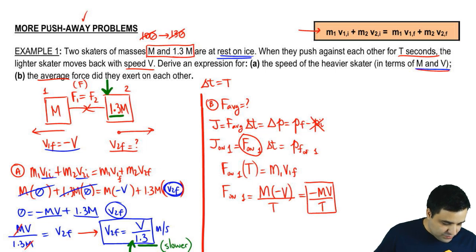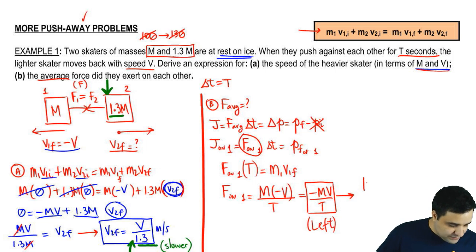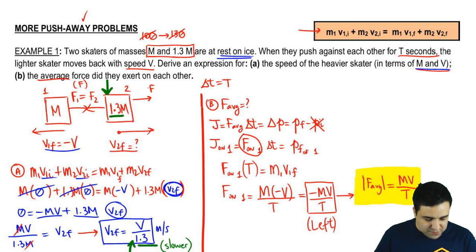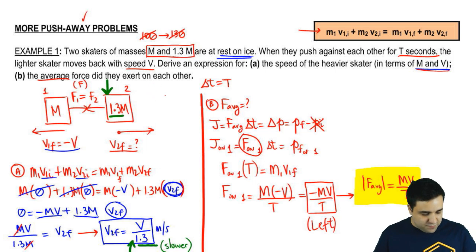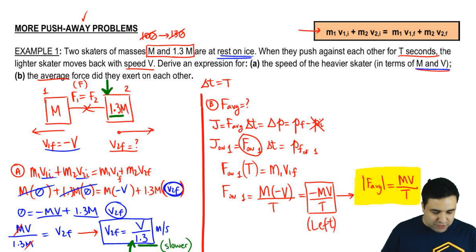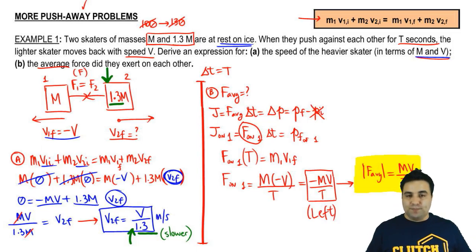Now, that's the final answer. Negative is because it is to the left. We probably just want the magnitude. So let's just say the magnitude of the average force of them on each other is mv over t. Okay? Either one is fine. This guy here gets pushed this way with a positive force, right? So it'd be positive mv over t. That's it. Cool. So it's a little bit tricky, a little bit unusual, but I wanted to do this one so you guys know how to do it. All right, that's it.